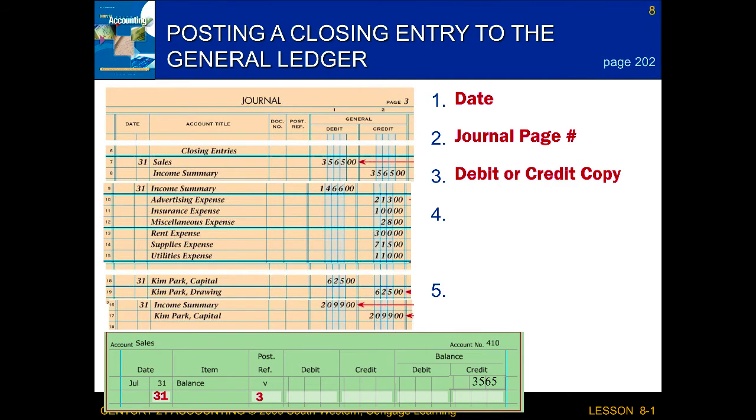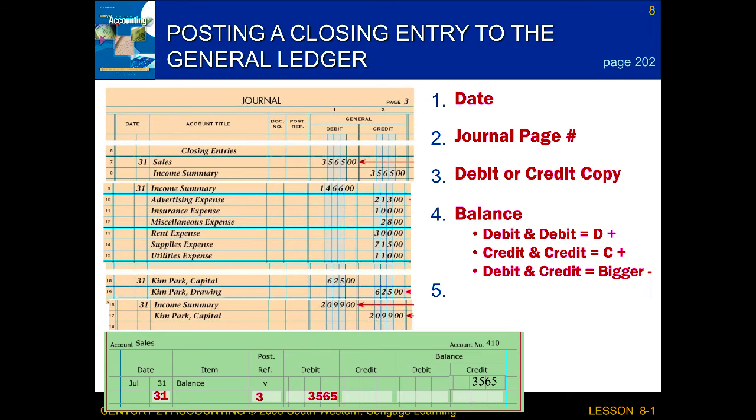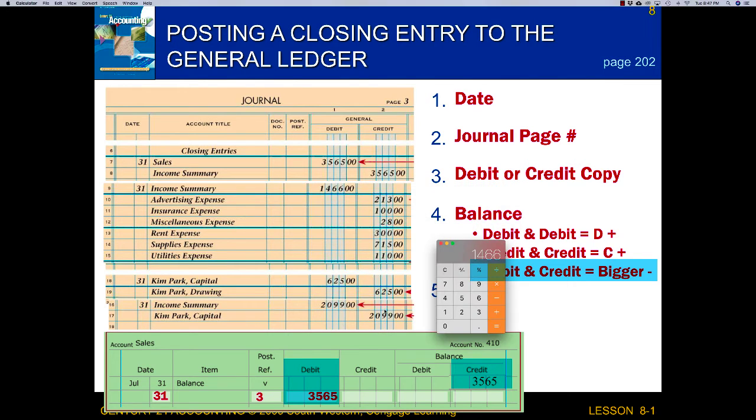And now I'm going to put my debit or my credit. Sales, as the closing entry in the journal, was a debit of $3,565. So I'm going to copy that down to the debit, $3,565. Now I'm at the point of my balance. I've got an existing balance of a credit of $3,565, and then my current transaction is a debit of $3,565. If I look at this cheat sheet, if I have a debit and a credit, I'm going to subtract.